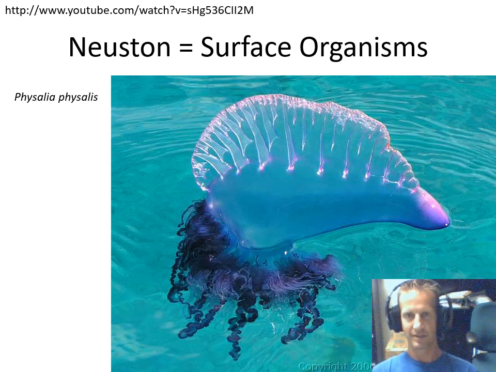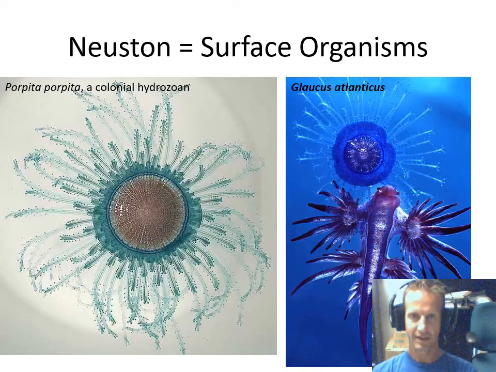So this organism drifts and sails across the ocean with its long feeding tentacles trailing below it. And as it trails through the ocean, it's sort of like a fishing net being towed behind it, and it can catch small fishes and zooplankton in its tentacles to eat.